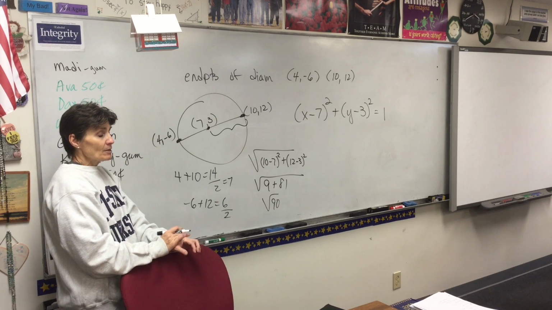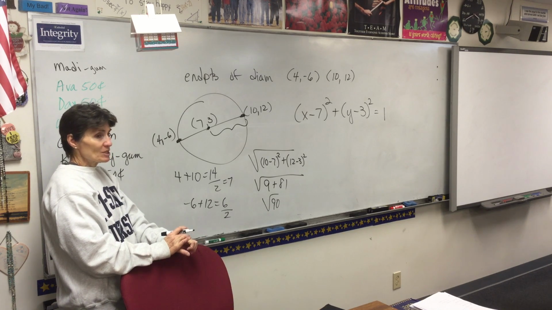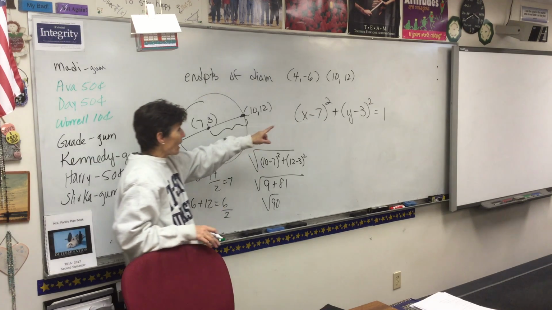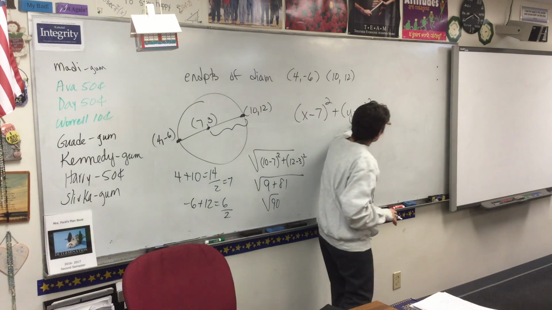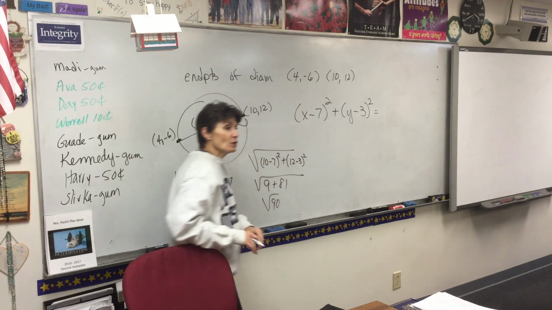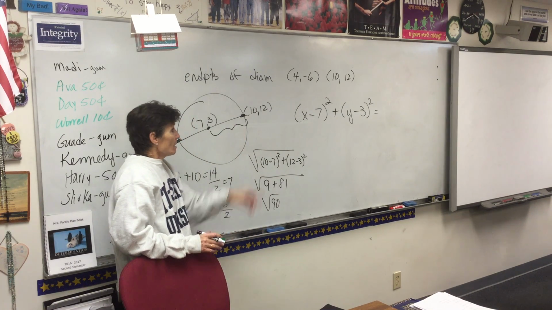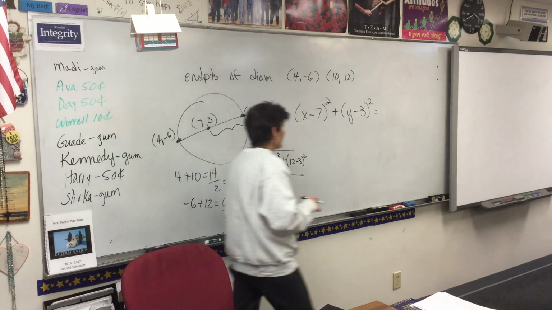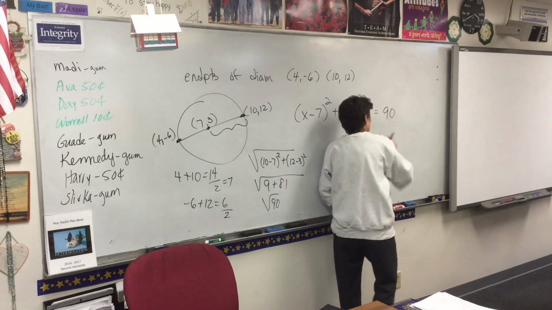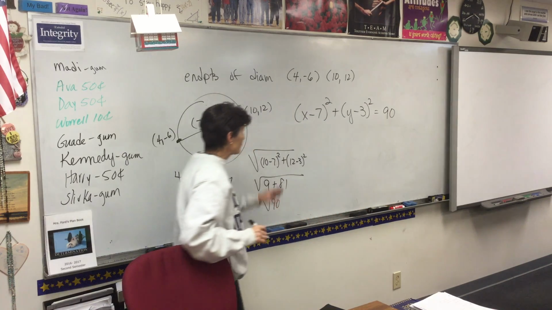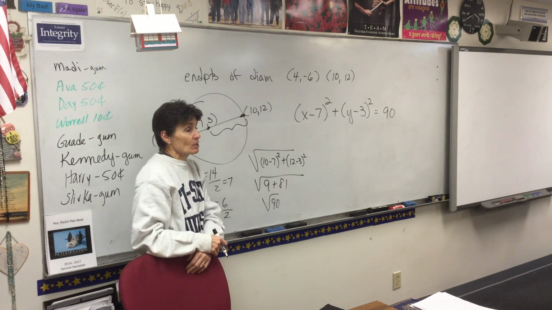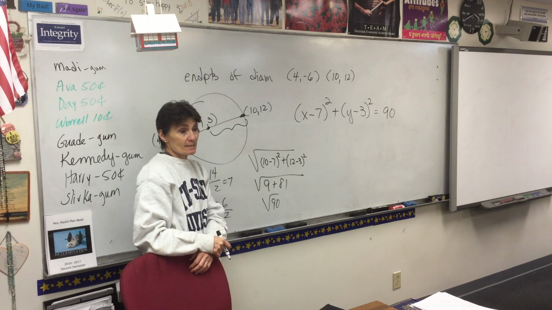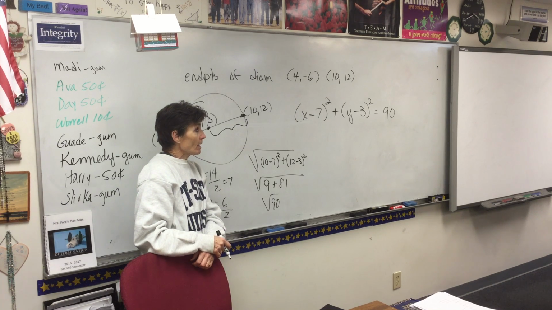Now wait, I know you want to write that down, but don't. Because when you're writing the equation of your circle, that is the radius squared. So that's going to be 90. There's no point in breaking that down. You need to square it to put it into the equation. So that's that. All right?